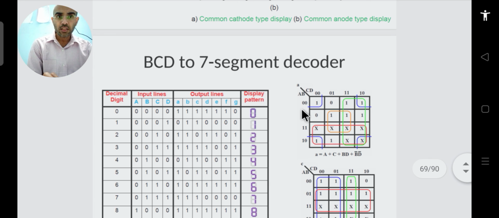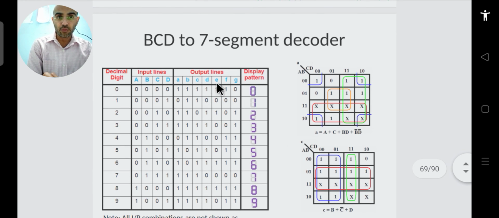To do it, you write a truth table, and from this truth table you can verify that in case of G, as I have told you, the 0 is for G. If you see the truth table, you will find that to display 0, all other LEDs are on, whereas G is 0. To display 1, I already told you that B and C will get 1, whereas the other outputs should be 0.